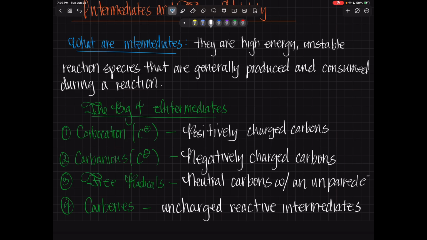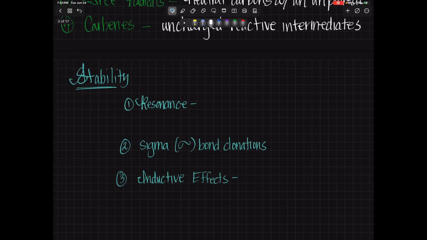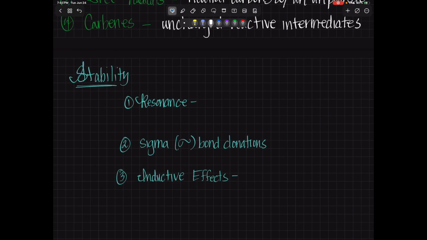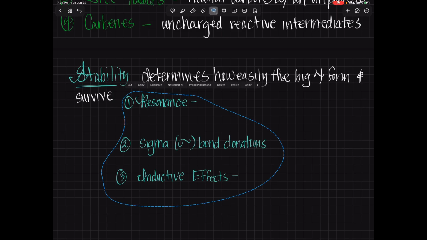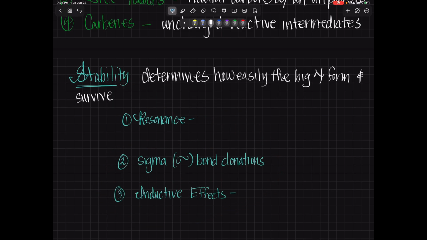So the biggest thing is stability. Now stability is going to determine how easily the big four form and survive. Let's move this down. So what determines stability?